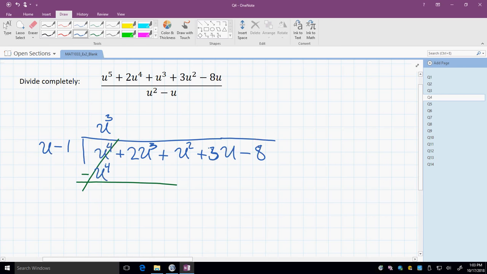Now we're going to multiply u to the third power times negative 1. That is going to give me a negative u to the third, and I flip the sign, which is going to give me a negative u to the third power. We want to combine them. Different signs, subtract, keep the sign of the largest number, which is positive. So it's going to be 2 minus 1. It's going to give me u to the third.